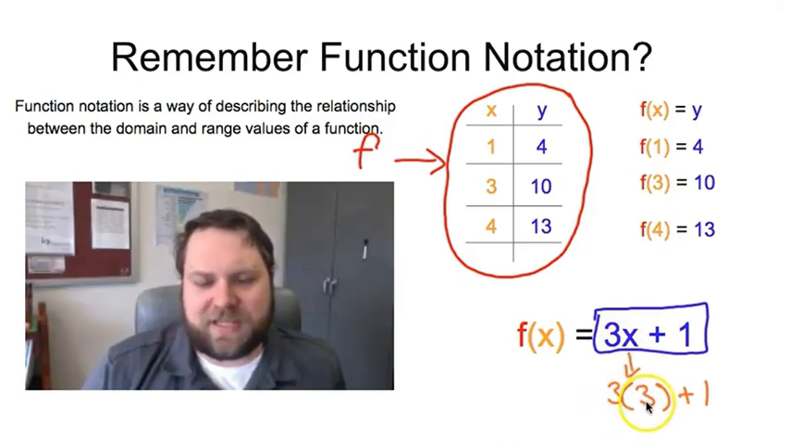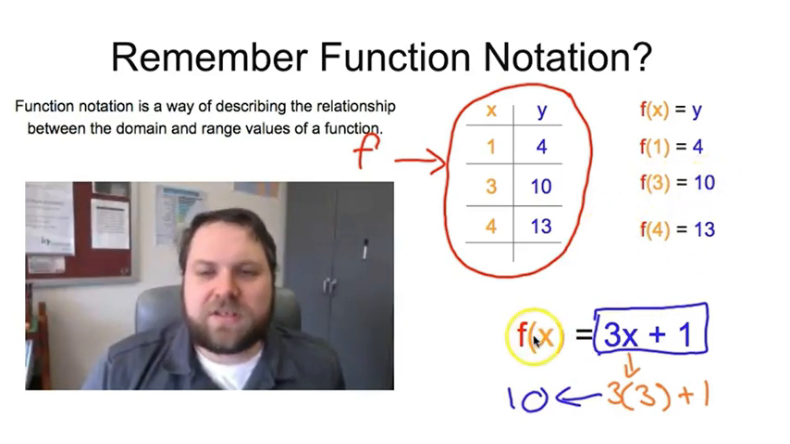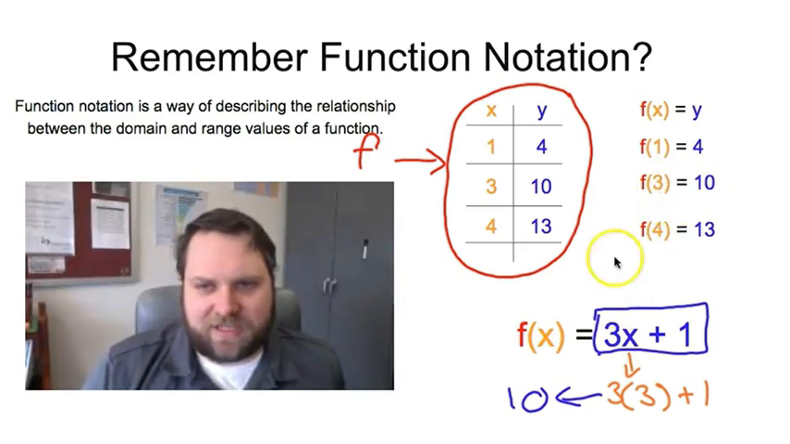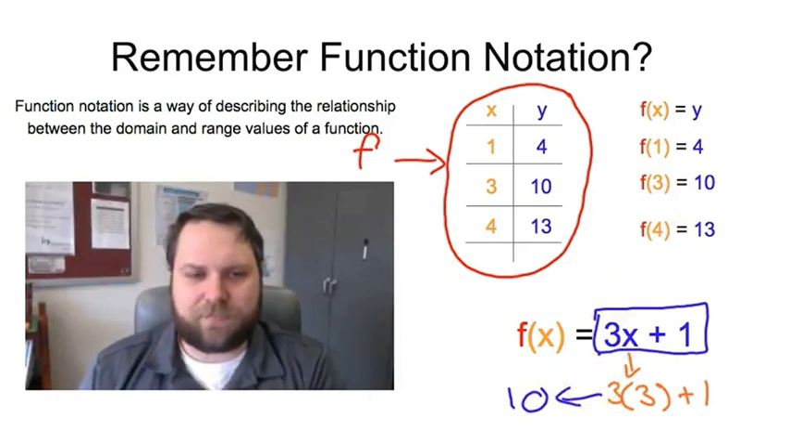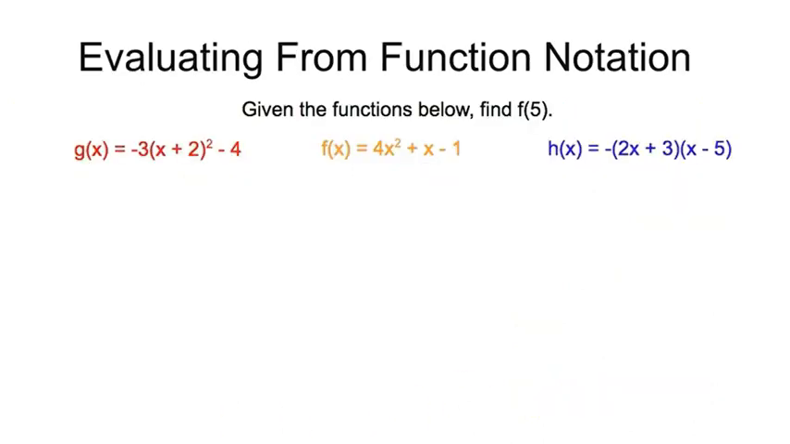3 times 3 would be 9. 9 plus 1 would be 10. And so I find that this whole thing, maybe I should write that from there, is 10 when x equals 3, which is just what we'd expect. So in order to find f of 3, that is the y value when x is 3, substitute it in and perform the calculation. So let's do that now for this example problem.